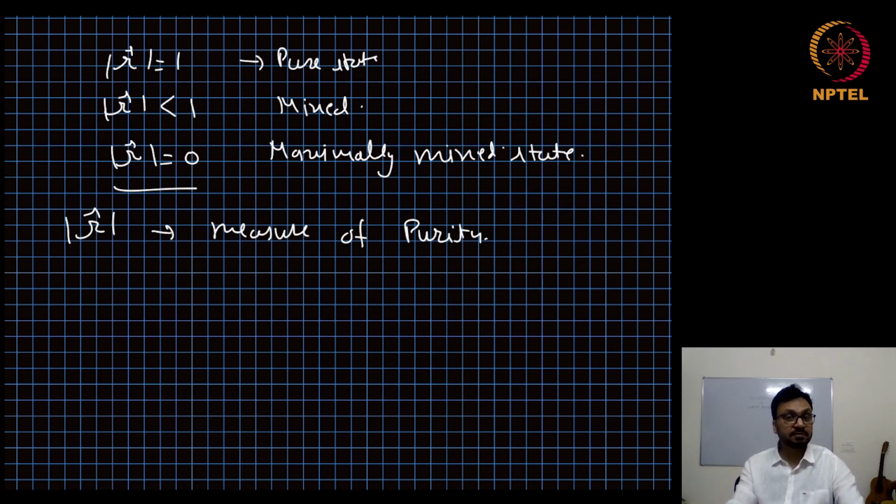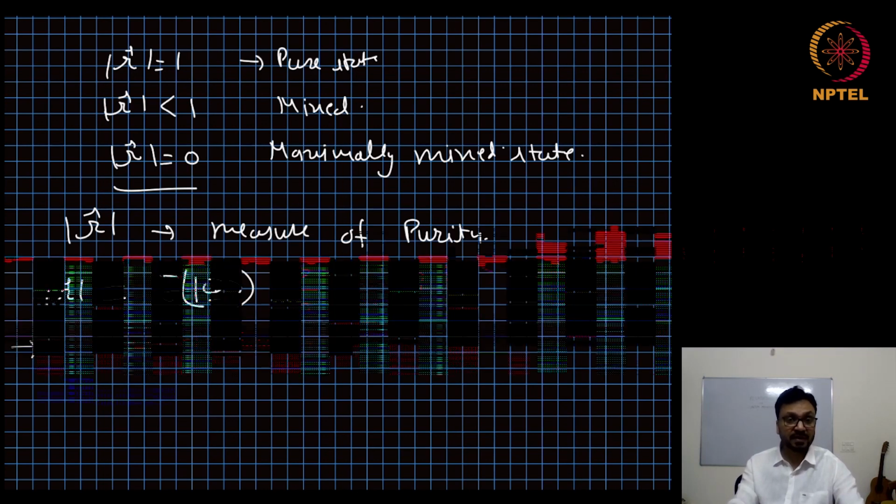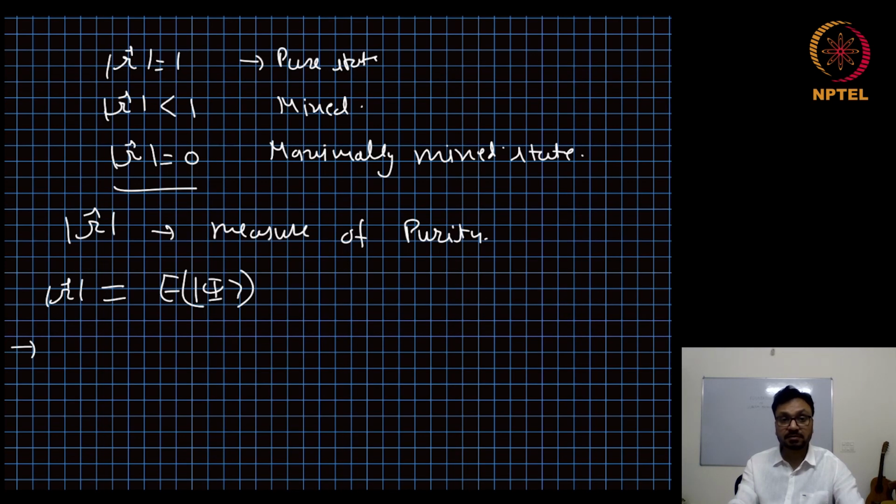If it is 0, then purity is 0. If it is 1, then the purity is 1. So in that way, this r vector can also be a valid measure of entanglement. There is another measure which is more prevalent, more widely used.